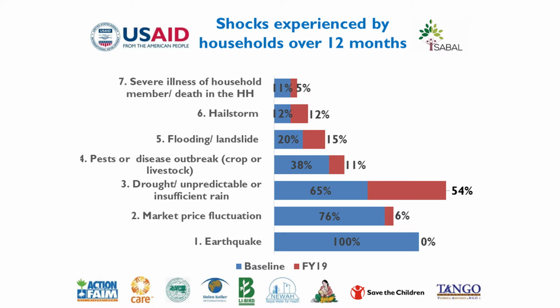But in these 5 years, the context has slightly changed. Now, you don't see earthquake as a major shock for the households. But still, you can see that drought or insufficient rain, pest or disease outbreak, and flooding and landslides still remain as major shocks, and we'd like to believe that these are more stressors than shocks. So what I'm trying to say here is resilience is contextual. A single shock can affect different populations or different groups in various ways.